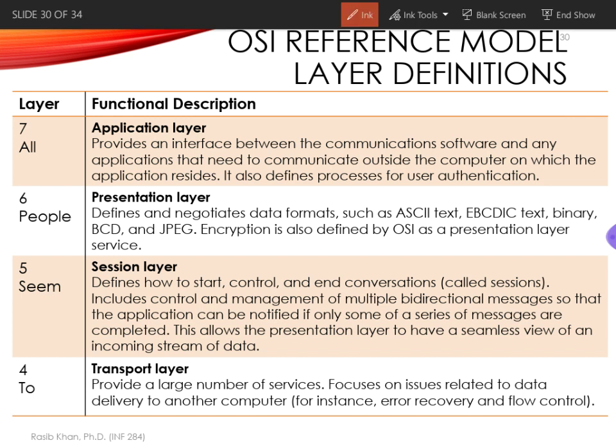So let's look at the functional description of each of the layers. Layer 7, which is the topmost layer, the application layer, it provides the interface for communicating between software applications. So let's say you have Skype running on one host and you have Skype running on another host. These 2 applications communicating with each other is facilitated through the application layer.